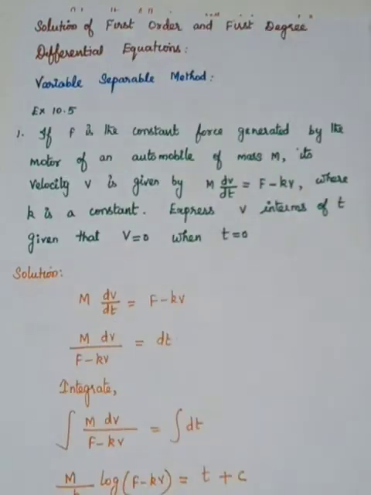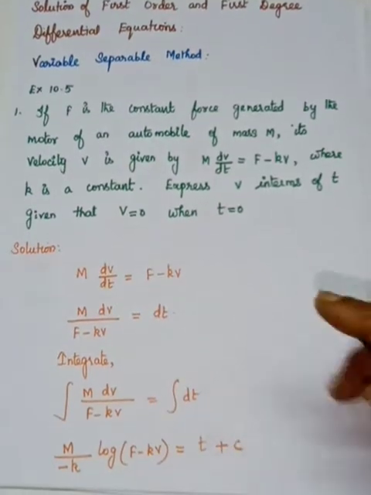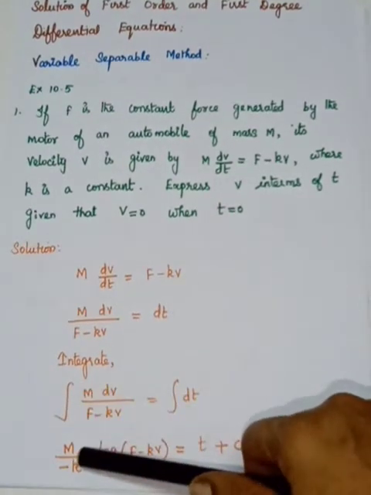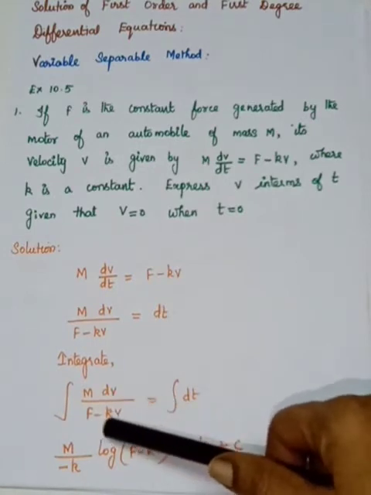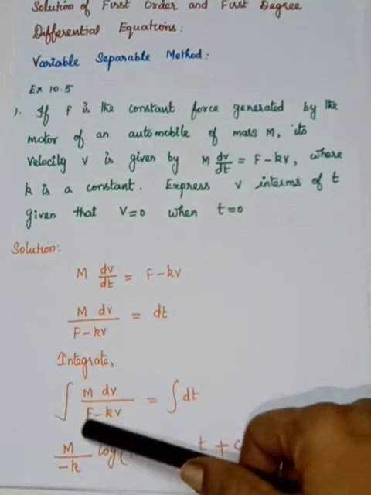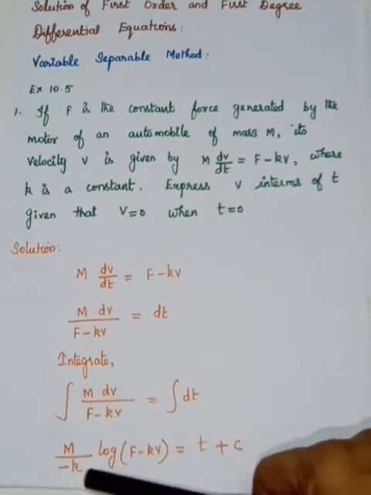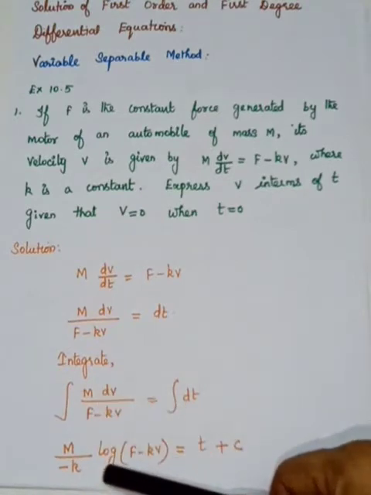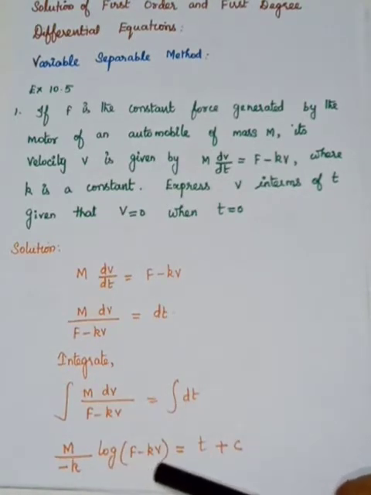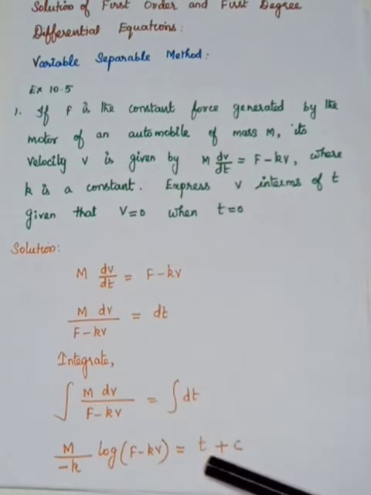Here instead of x you have v, and instead of b you have F. m is a constant, so it is taken out. It is in the form of dv divided by ax plus b. See the coefficient of v, that is minus k. So minus k should come in the denominator, and if you integrate, your answer is log of F minus kv, and that is equal to the integral of dt, which is t, and the constant of integration is plus c.